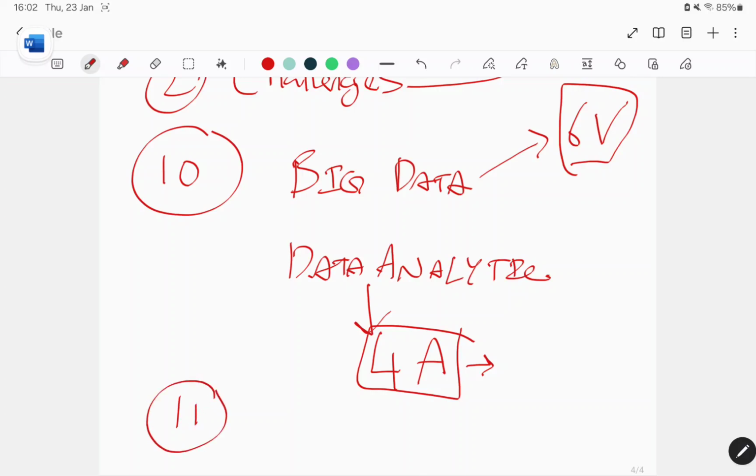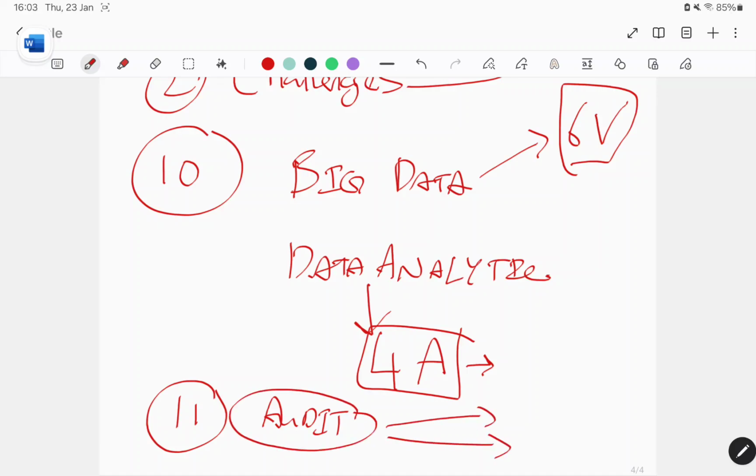So finally, last week we looked at the audit. Basically, we look at two things. One is the system the auditor used to audit. The second one is how the auditor audits the system.